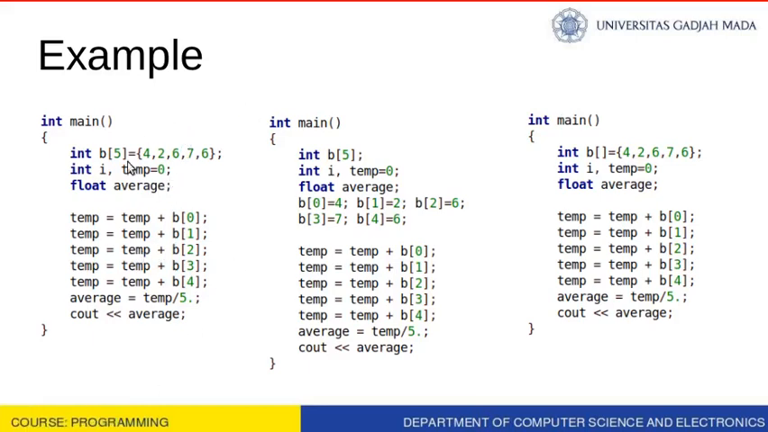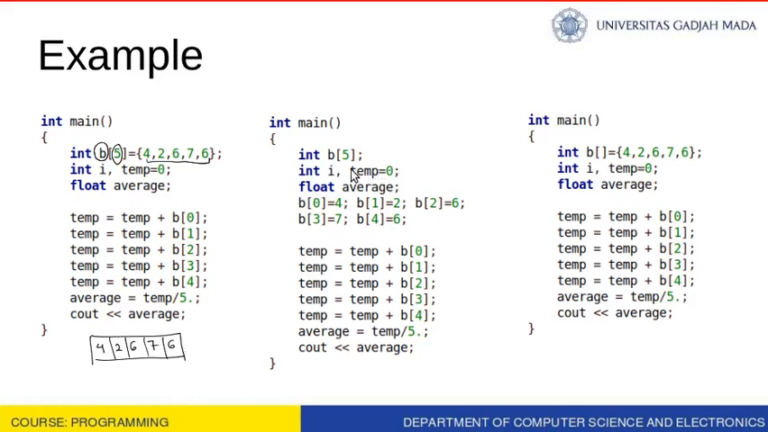And then we have these 3 examples, and we will discuss one by one what are the differences between them. So in the first example, we have B as an array with the size of 5, and then we have the initial data of the B. So we have 5 memory spaces for this array.